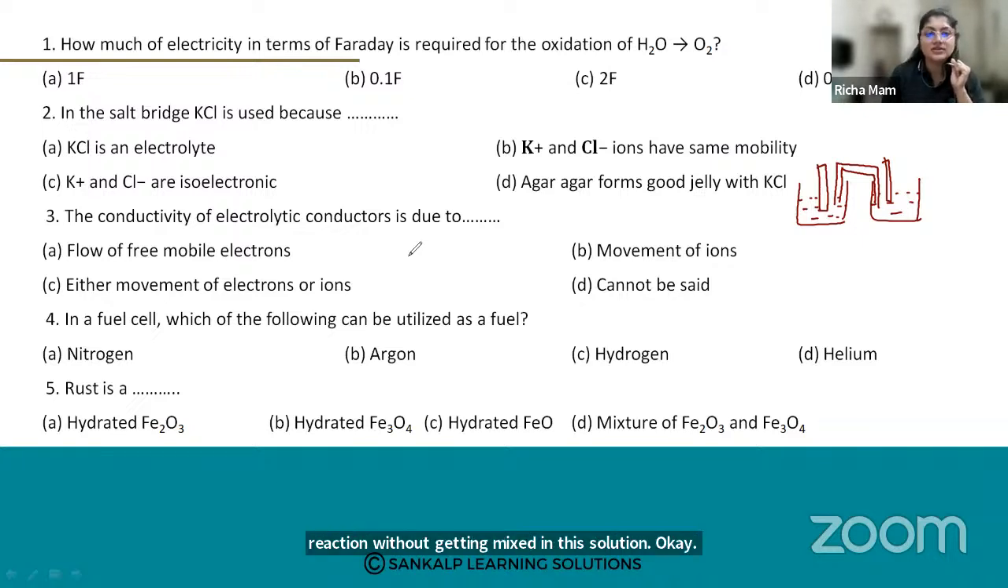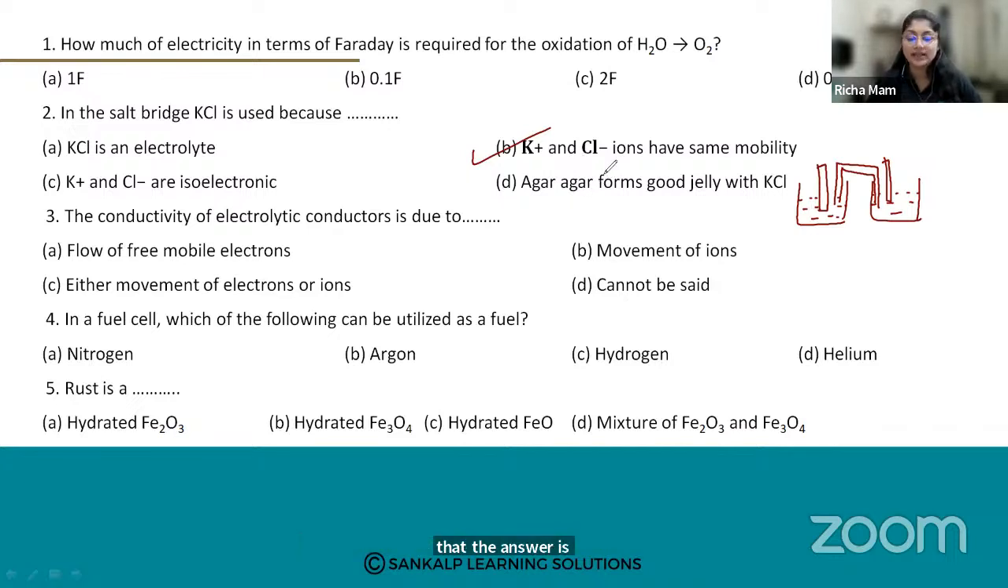Why is the salt bridge used? Just now I told you the main function of the salt bridge is to transfer ions and maintain neutrality. So the answer is B. K plus ions and Cl minus ions have the same mobility.